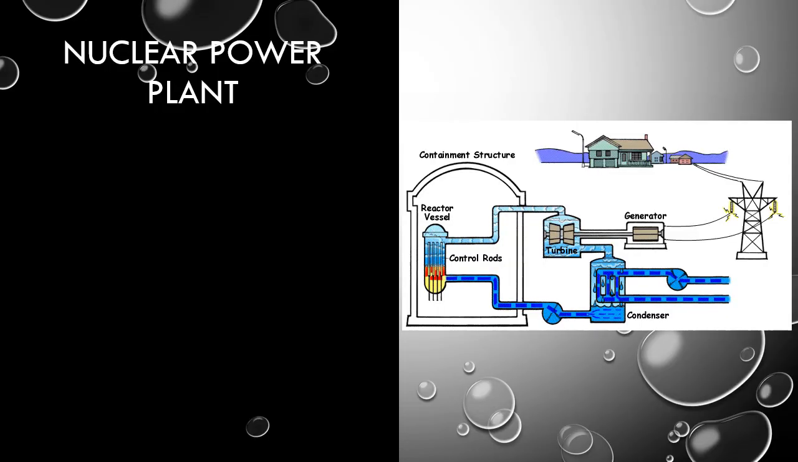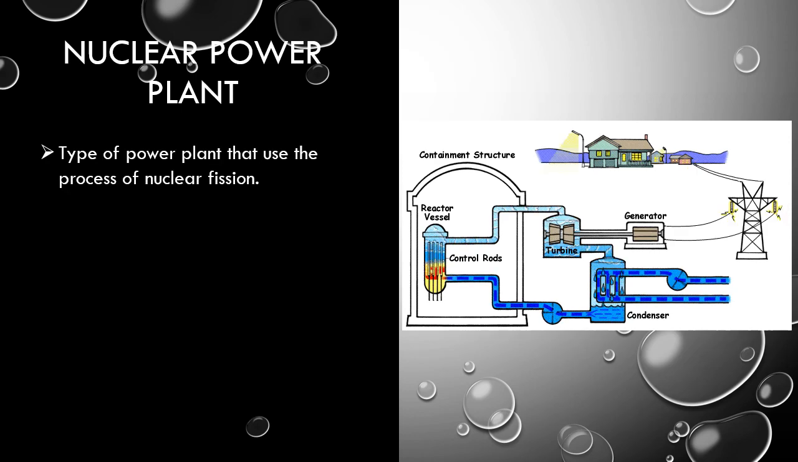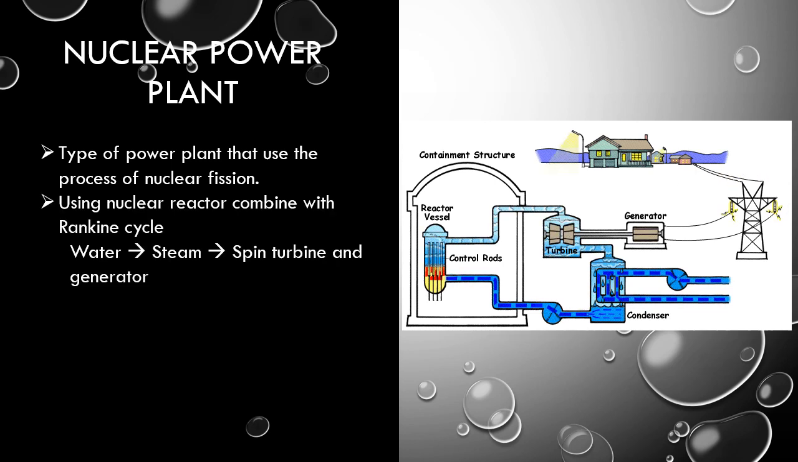First and foremost, what is a nuclear power plant? A nuclear power plant is a type of power plant that uses the process of nuclear fission in order to generate electricity. To do so, it uses a nuclear reactor combined with the Rankine cycle, where the heat generated by the reactor converts water into steam, which spins a turbine and a generator.